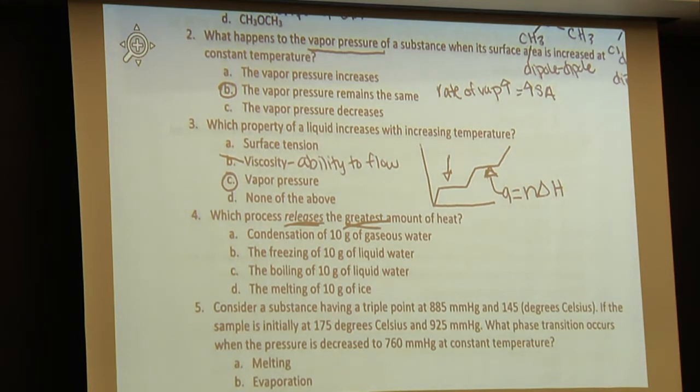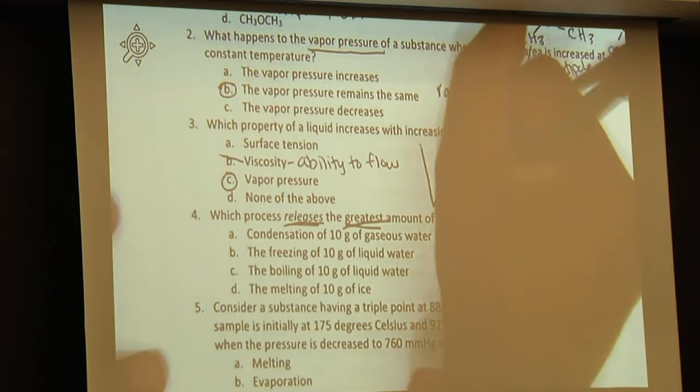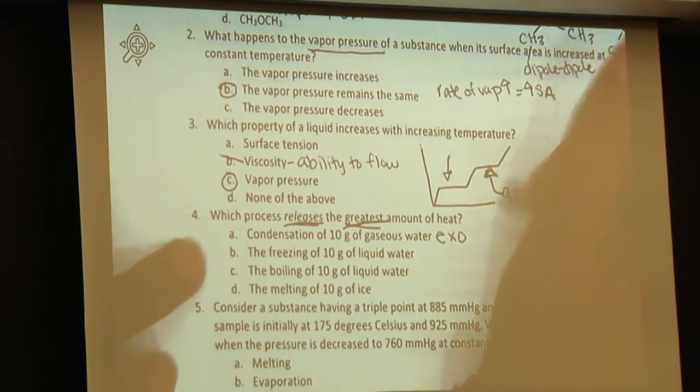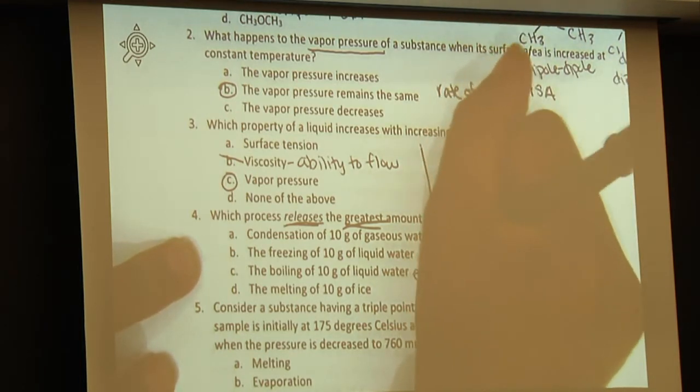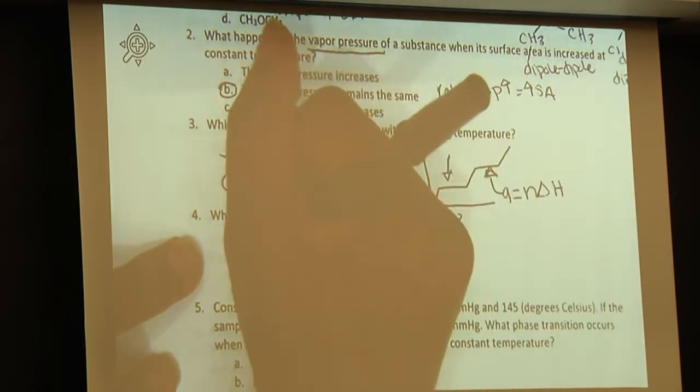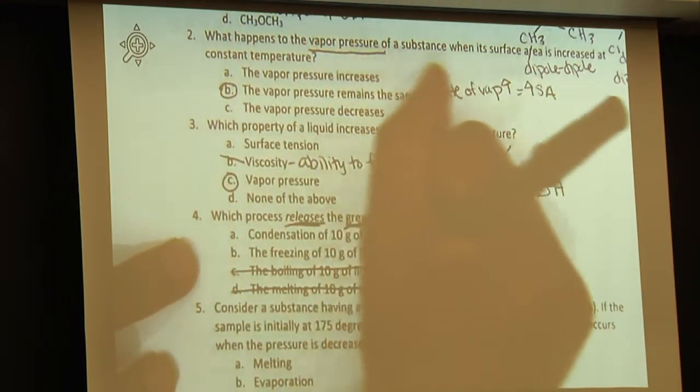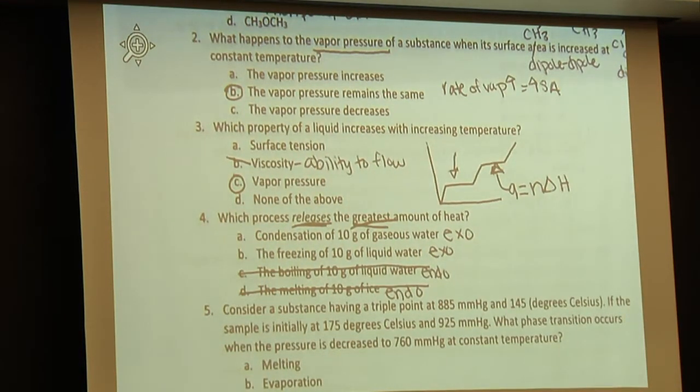So what are we looking at? Yeah, but more specifically? Exo and endothermic processes, right? So which processes are exothermic? Because that's what we're looking for. Condensation and what else? And freezing. And then these would be endothermic. All right, so we can go ahead and cross out C and cross out D.